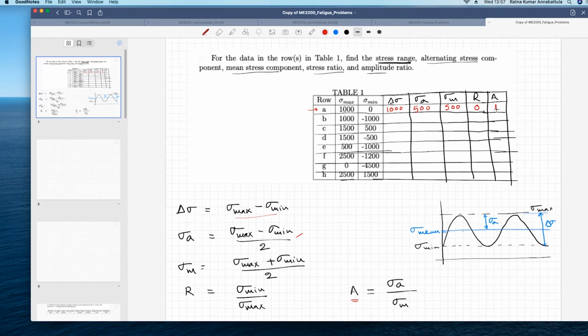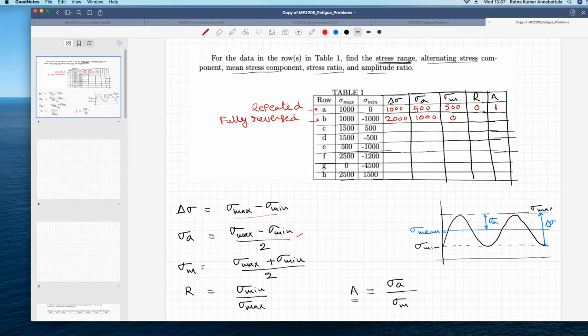Correct? So now let us look at the second one. And here you see that sigma max and sigma min are the same quantities, but with opposite sign. So that is what we call fully reversed loading, right? So when we have fully reversed loading, stress range is sigma max minus sigma min, that is 2000. And sigma A is basically 1/2 of delta sigma, that is 1000. Sigma mean, sigma max plus sigma min by 2, that is 0. Mean stress is 0. That is why it is called fully reversed loading.